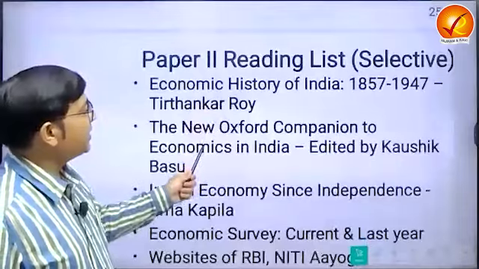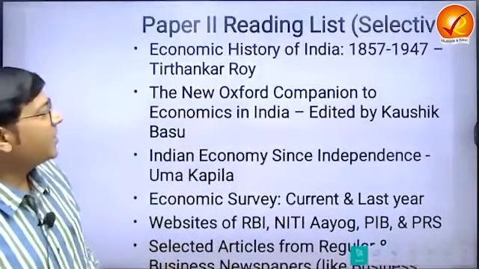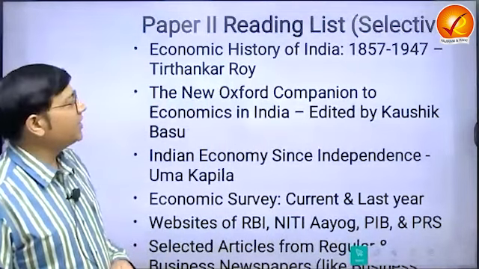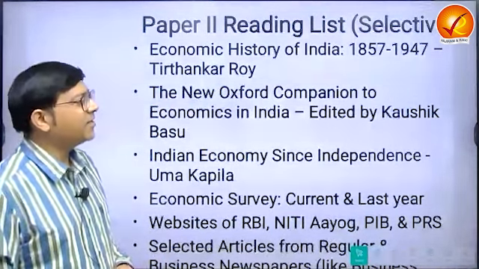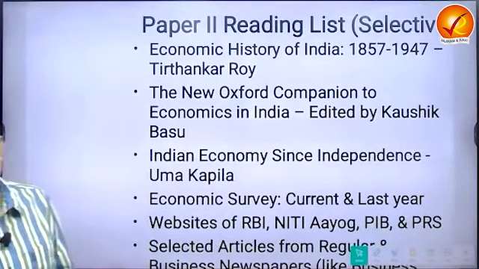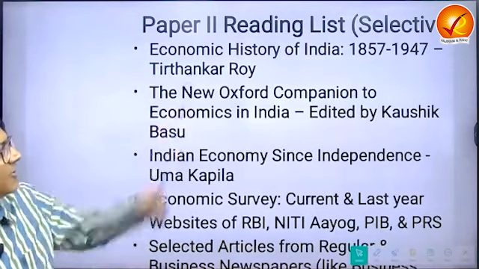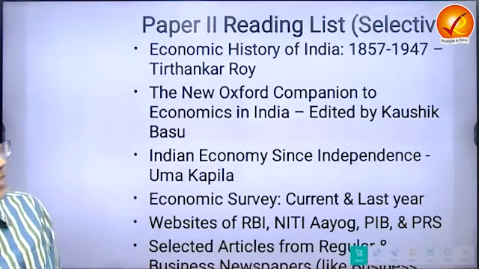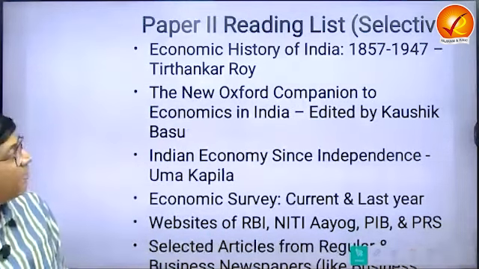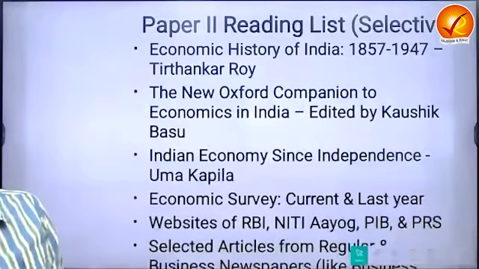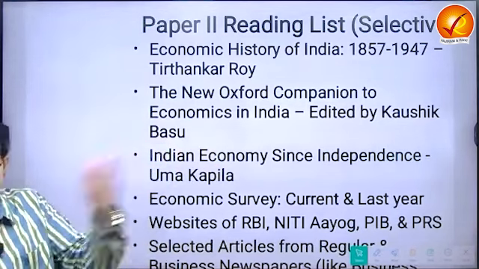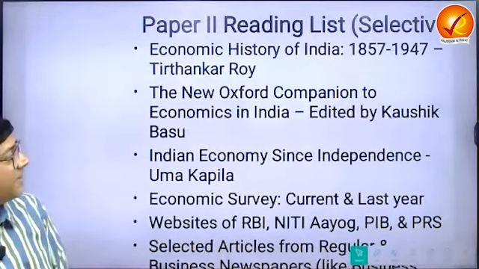Coming to the paper 2 reading list, again a selective one. For economic history, the best book available is that by Tirthankar Roy. Tirthankar Roy's book is again the best one, but not enough. I'll give you some chapters from other economic history books also. Like earlier, this part is also in the DU syllabus, if I'm not wrong. But in our times, we used to have a book called Comprehensive Economic History of India. There are some parts of this syllabus where chapters from that book are more relevant, so I'll share those chapters with you.